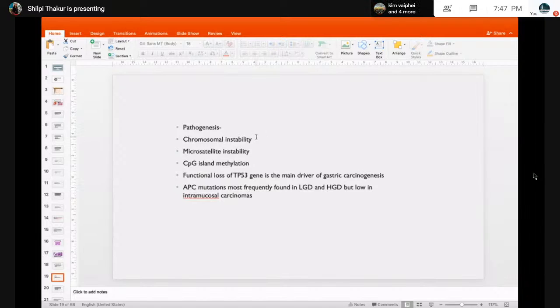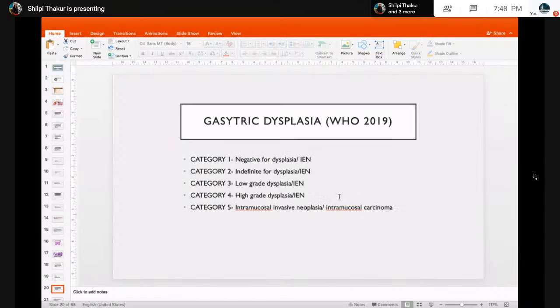The pathogenesis behind the dysplasia includes chromosomal instability, microsatellite instability, CpG island methylation, or functional loss of the TP53 gene, and APC mutations, which are most frequently found in the low-grade dysplasia and high-grade dysplasia, but less in the intramucosal carcinomas. So WHO 2019 divides this gastric dysplasia into 5 categories.